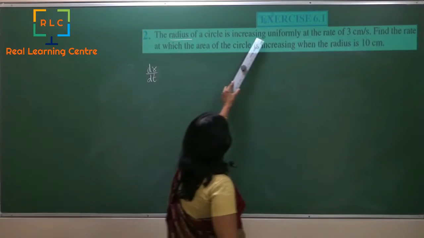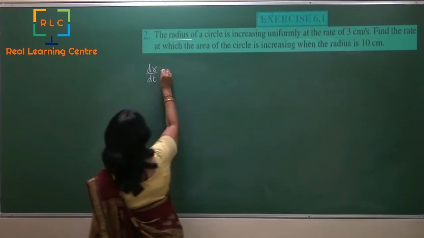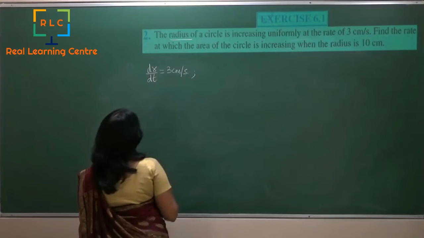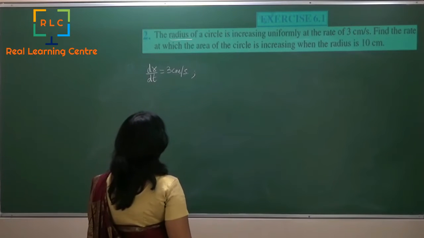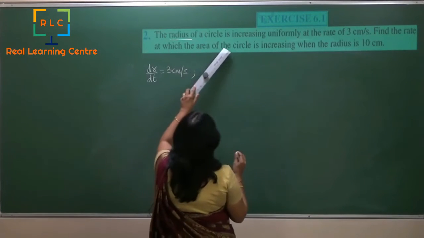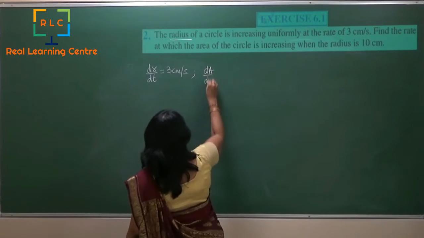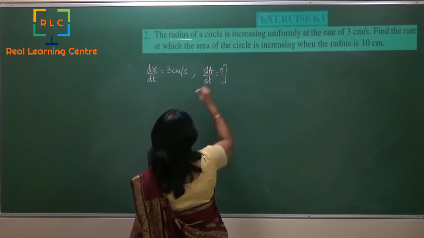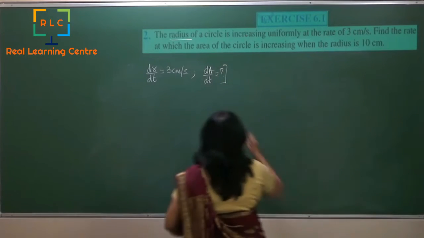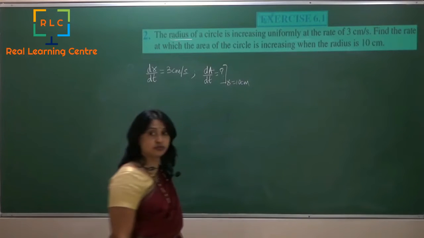Radius of a circle is increasing uniformly at the rate of 3 centimeter per second. So dr by dt is equal to 3 centimeter per second. Find the rate at which area of the circle, what should you find? Rate of area of the circle. So dA by dt is equal to question mark, when the radius is 10 centimeter, when r is equal to 10 centimeter.